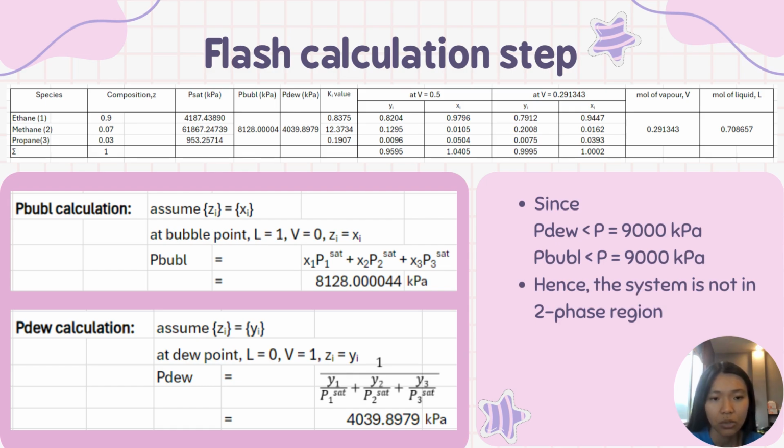Since the P dew is smaller than the P system and P bubble is larger than the P system, hence the system is not in two-phase region.